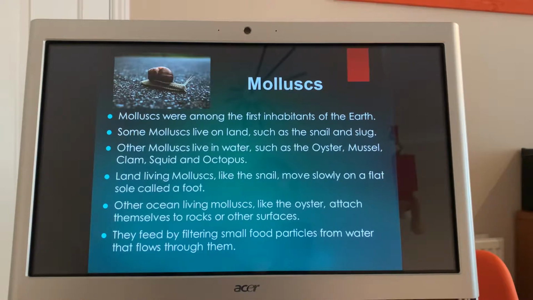Mollusks. Mollusks were among the first inhabitants of the earth. Some mollusks live on land, such as the snail and slug. Other mollusks live in water, such as the oyster, mussel, clam, squid, and octopus. Land-living mollusks, like the snail, move slowly on a flat sole called a foot. Other ocean-living mollusks, like the oyster, attach themselves to rocks or other surfaces. They feed by filtering small food particles from water that flows through them.